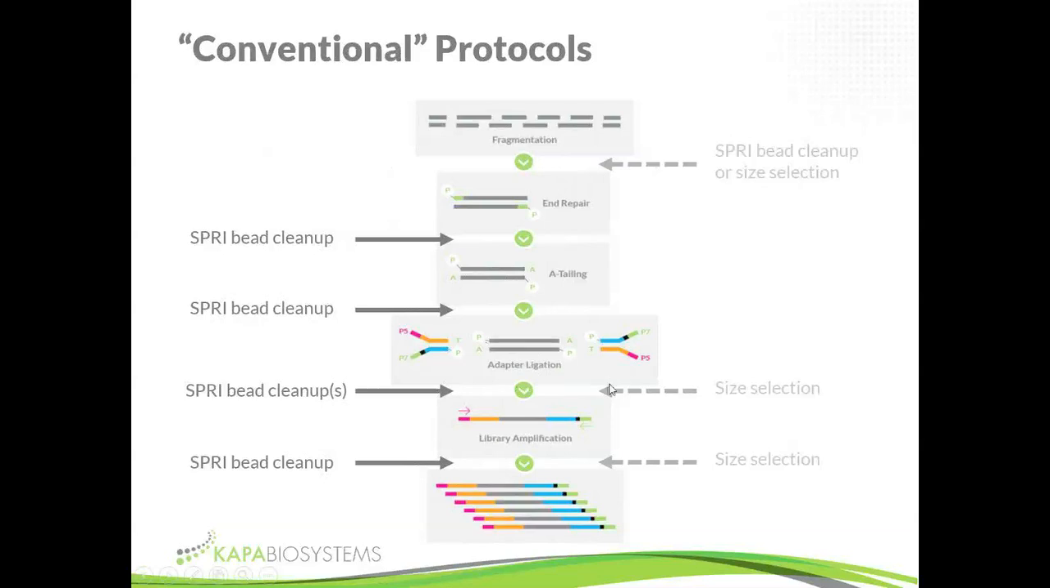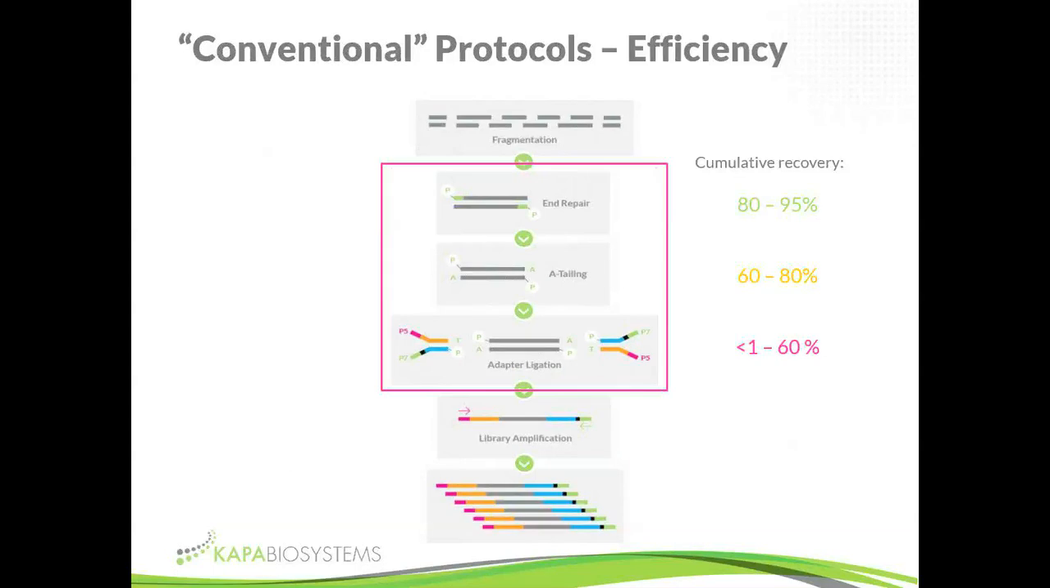Then if we look at the efficiency of these protocols, these conventional protocols are kind of long, but the SPRI cleanups in between the steps make them very efficient. If we look at the cumulative recovery through these steps, end repair is a fairly efficient enzymatic process, and we can control the losses through SPRI bead cleanups very well. So if you do your SPRI cleanup properly after the end repair, you should have somewhere between 80 and 95% of the molecules that you started with left at that point. So fairly high recovery.